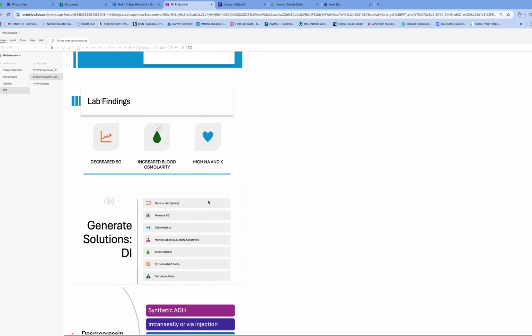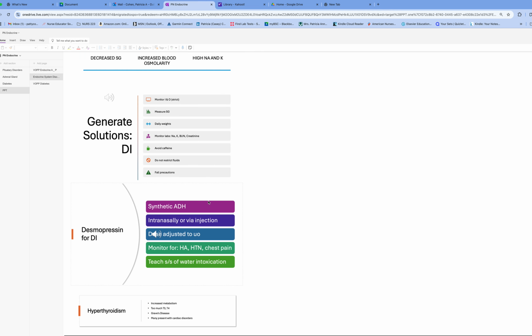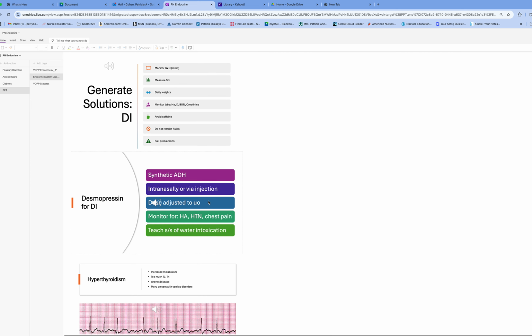All right. So interventions, you're going to monitor I&O. They need daily weights, measure the specific gravity. Monitor the labs. The BUN and creatinine will also be increased early. And after they have some treatment with some medications, you would expect those to go back to a normal level. Avoid caffeine because you know that causes diuresis as well. Don't restrict fluids, and they need to be on fall precautions. So desmopressin I talked about.